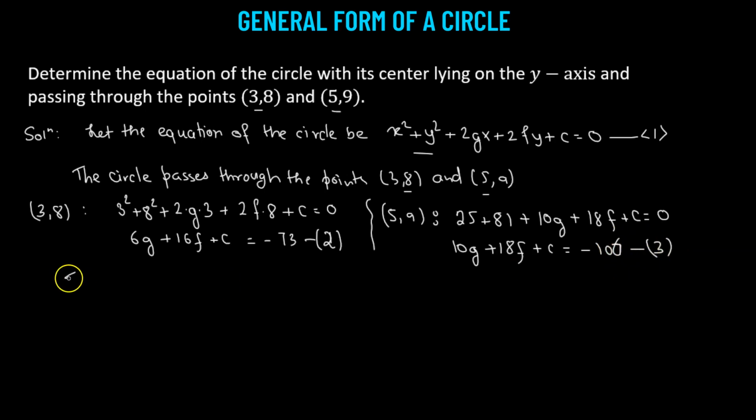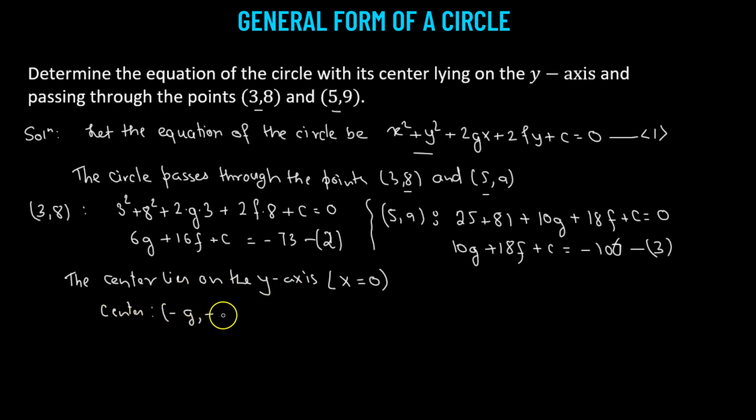Now it's given here that the center lies on the y-axis. And whenever we have the y-axis, the equation of the y-axis is given by x equals 0. So that means this is the equation of our line, x equals 0. Now, since the center lies on the y-axis, and we know that the center of the general equation of a circle is given by (negative g, negative f), this center is going to satisfy the equation x equals 0.